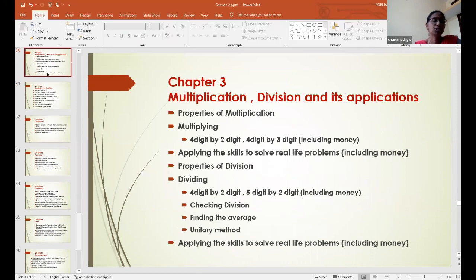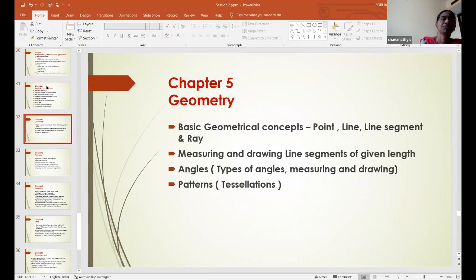And of course, the next topic, fourth topic, would be factors and multiples. And as I said, we have planned it in such a way that all the 5th topics will be based on geometry. In geometry for class 5, since they need to learn the basic geometrical concepts, point, line, line segment, and ray, we have introduced all these things. Measuring and drawing line segments, then angles, different types of angles, and in patterns we have introduced tessellations.